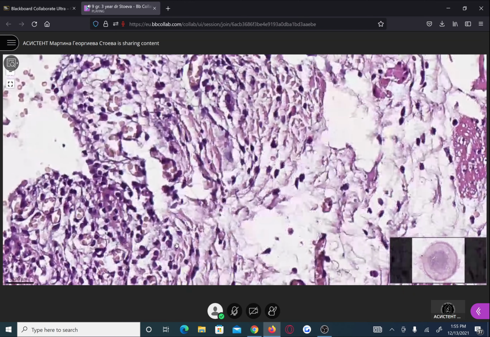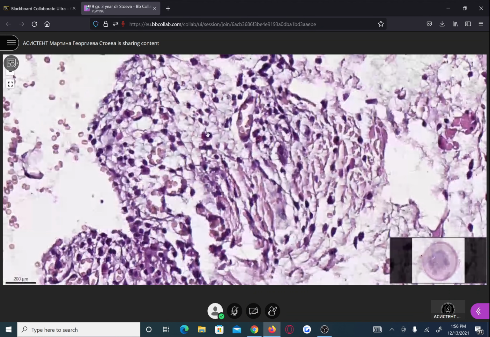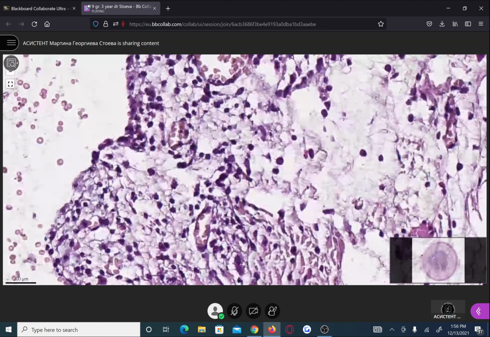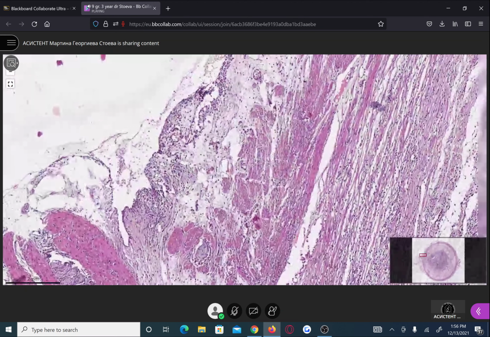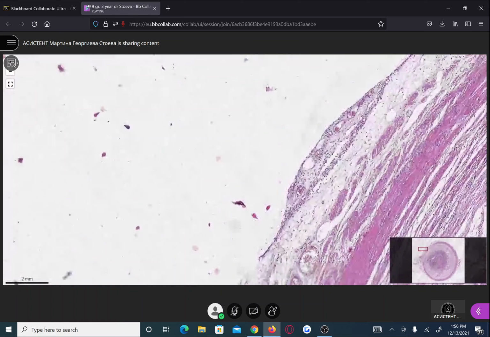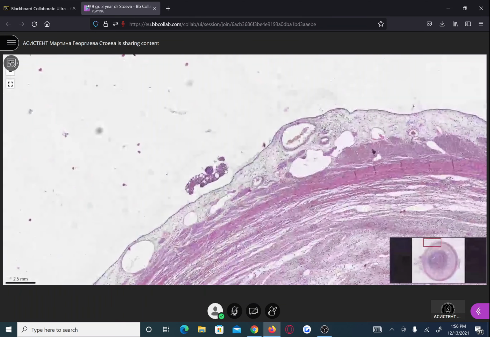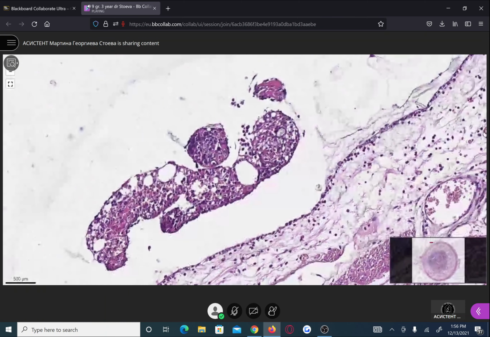Here. And even the serosa is affected. Here it's better seen that there are inflammatory cells over the serosal lining.